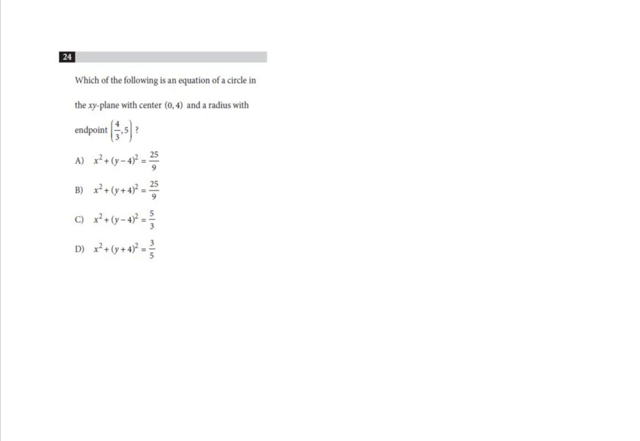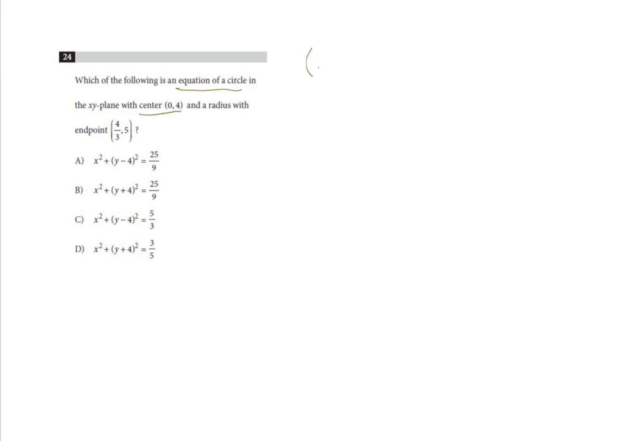Alright, so I have picked out a practice problem that we are going to look at. Which of the following is an equation of a circle in the xy plane with center 0, 4 and a radius with endpoint 4/3, 5? So the best thing to do here is look for those key pieces of information that can help us answer the question. So we know in our formula for our equation, which is what they're looking for, it has a center. And they gave us that center, it's 0, 4.